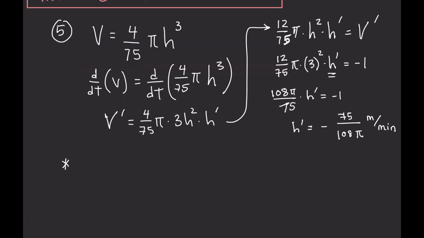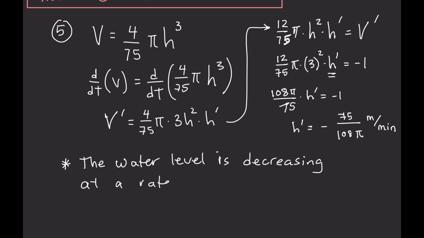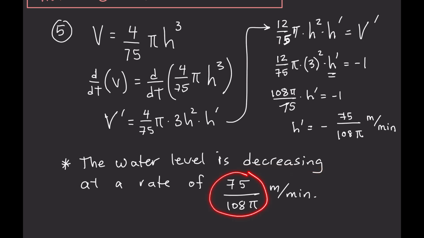And the way that I would finally answer the question is I would say the water level is decreasing at a rate of 75 over 108 pi meters per minute. Okay, and notice how when I write it in this way, because I've written decreasing, the number I put here is positive. And when you enter your answers into WebAssign, you want to be careful of how it's phrased. If it says decreasing, you don't need the negative there. So this is basically what we mean by decreasing.